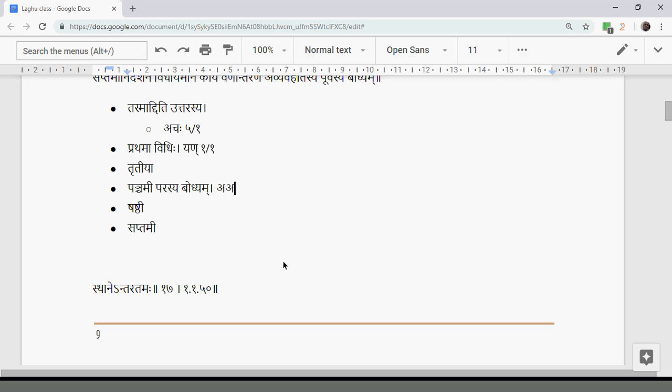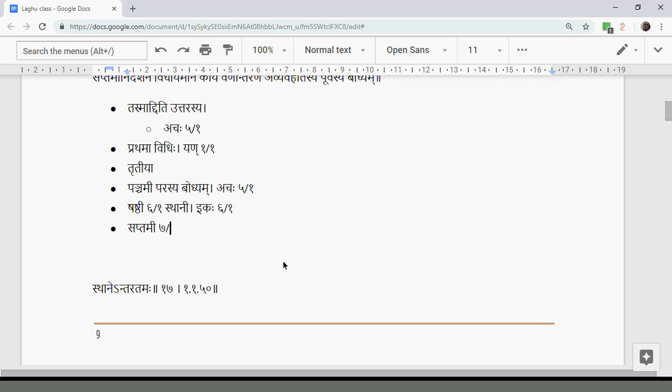Like achaha, if you see, achaha is panchami. So after the parasya bodhyam, after an ach, after a vowel, shashti is what? Shashti sthane yoga. It is a sthani which will take an adesha. So when prathama vidhi yan is given, then it is applicable for that. Shashti is sthani. For example, ikaha is shashti ekavachana, ikasthane yan adesha bhavati.